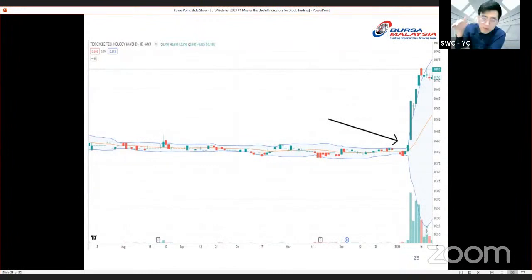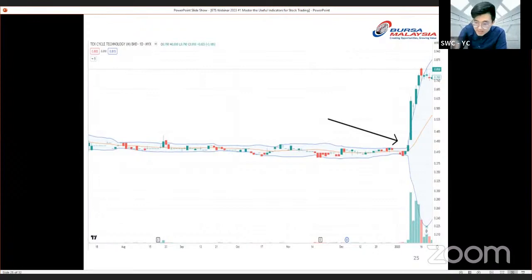This one is the momentum. When momentum kicks in, it will show like this. So this is a very strong counter back then. If you are able to spot this type of counter, it will be very good.